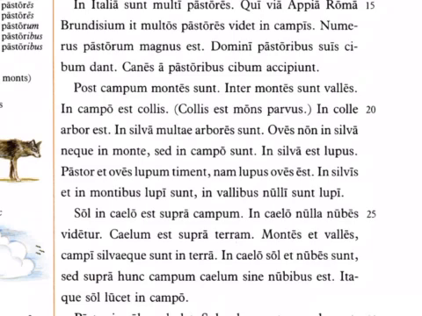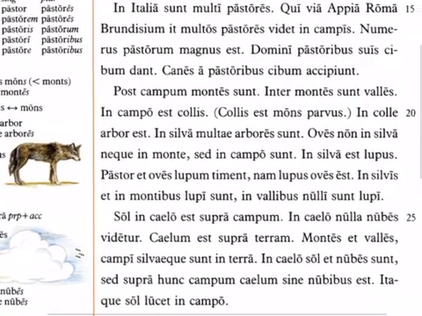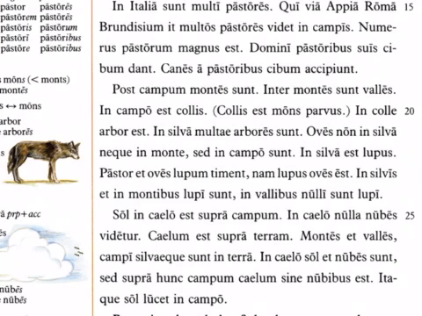We're picking up in Section 1 at line 19. Post campum monte sunt. Behind the field there are mountains. Inter montes sunt valles. In between the mountains there are valleys. In campo est collis. On the field or in the field is a hill. Collis est mons parvus. The hill is a small mountain.